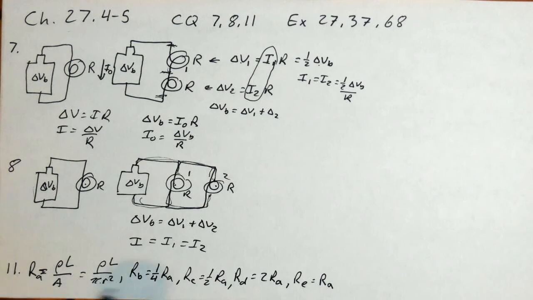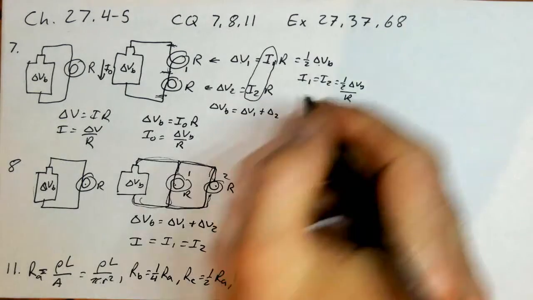So this is just being careful to understand the proportionality of resistance, proportional to length, and inversely proportional to area, or inversely proportional to the square of the radius of the cylindrical wire or resistor. Okay, let's go ahead and take a look at number 27.